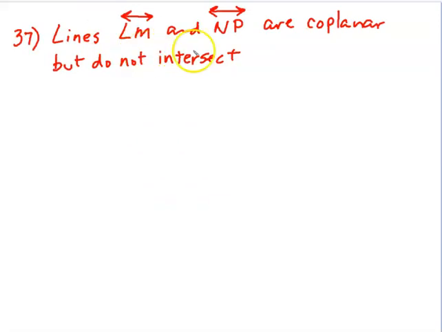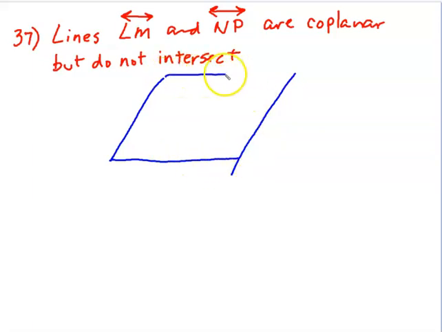For 37, we have two lines that are coplanar, but they do not intersect. Okay, so let's see if we can sketch that out. I'm going to let this represent the plane. And of course, if they are two lines that don't intersect, that means that they are parallel.